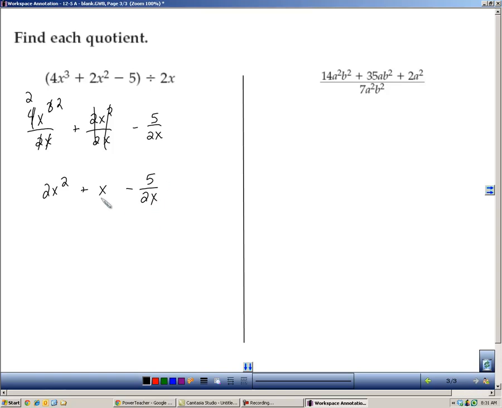Now I want you to notice there's an x here and an x here, but those are not like terms, because this is really a 1x, and this is a 5 divided by an x, so you can't collect those as like terms, so this would be your solution.